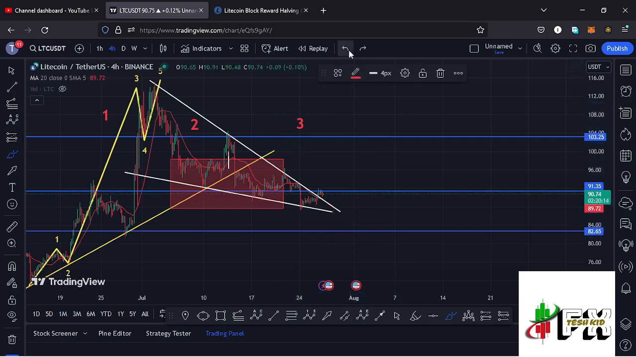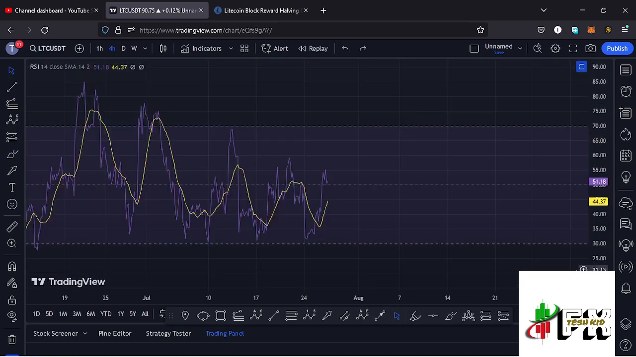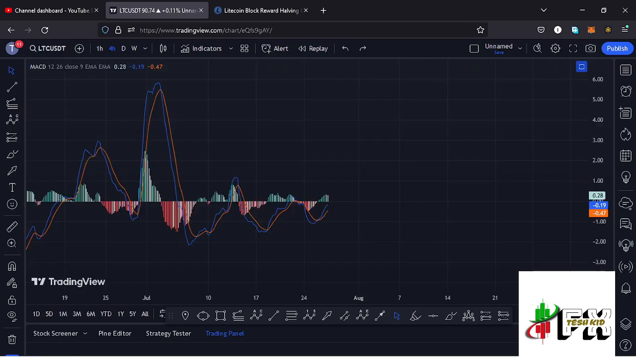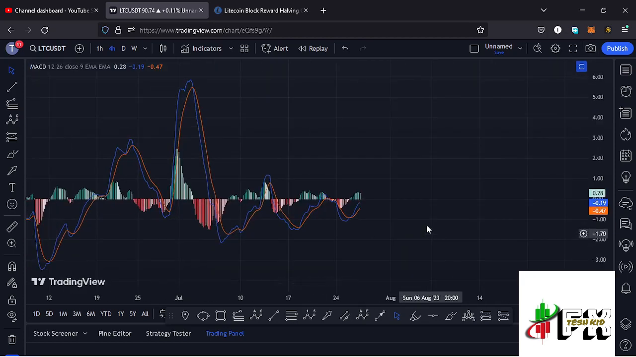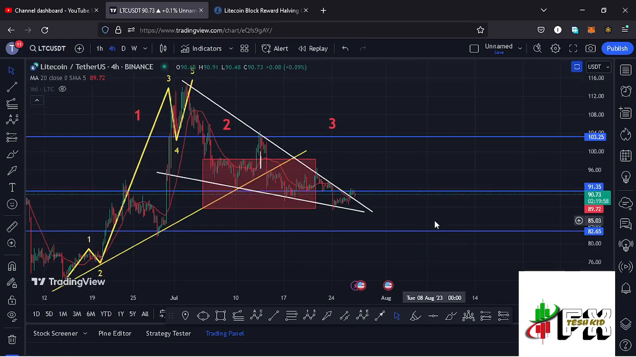Also taking a look at the indicators, on the RSI we are trading at around the 51 mark, fully supporting higher prices. On the MACD, we have been able to print a bullish cross, fully supporting higher prices. Let's be patient and see how that plays out, and I will be keeping you up to date.